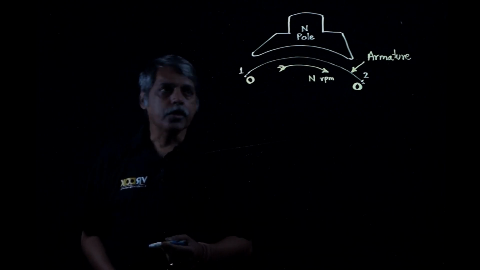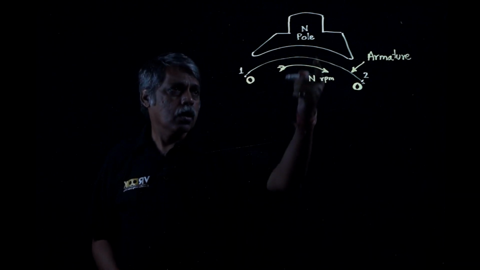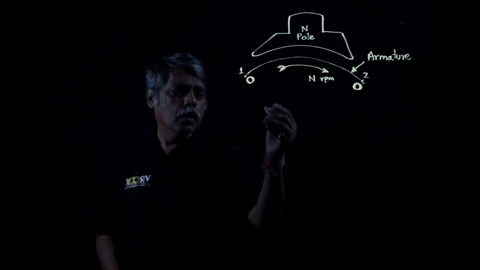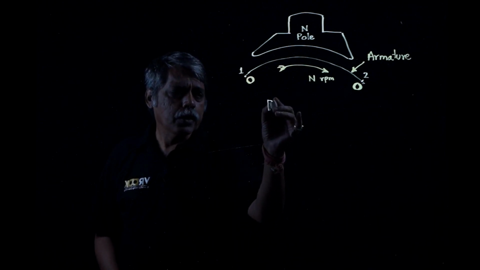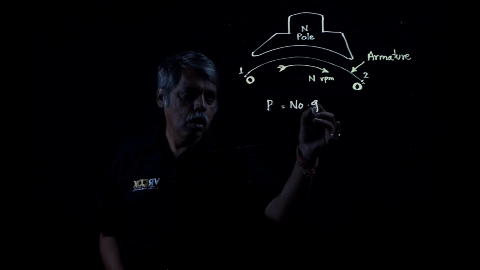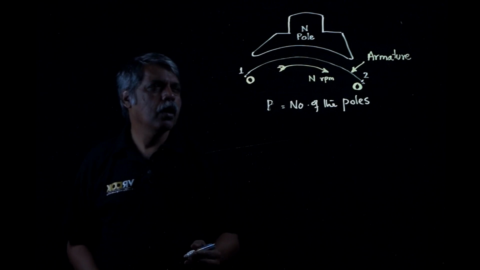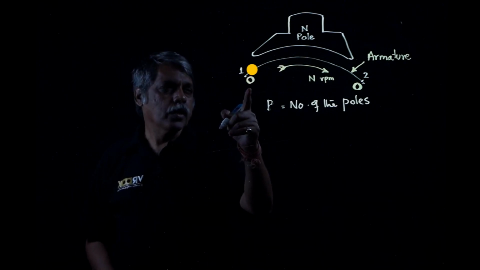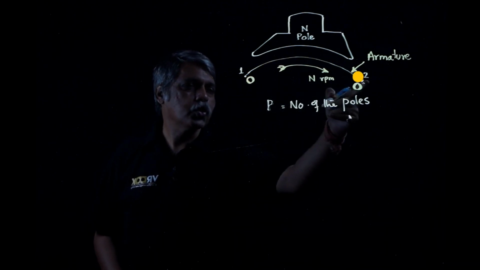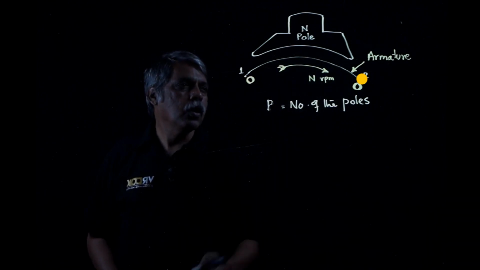Let us consider a DC generator. Now, the parts of the DC generator are the pole and the armature. Let us say P is the number of poles on the generator. I am considering one conductor which is moving from position 1 to position 2, which means that the conductor is moving under the north pole.